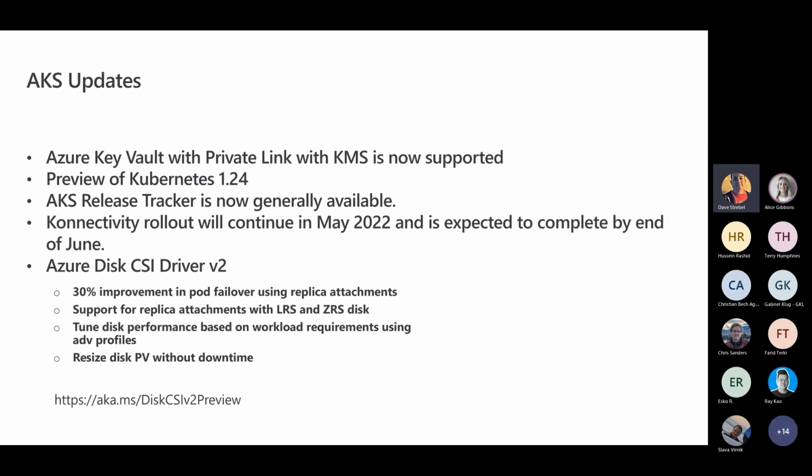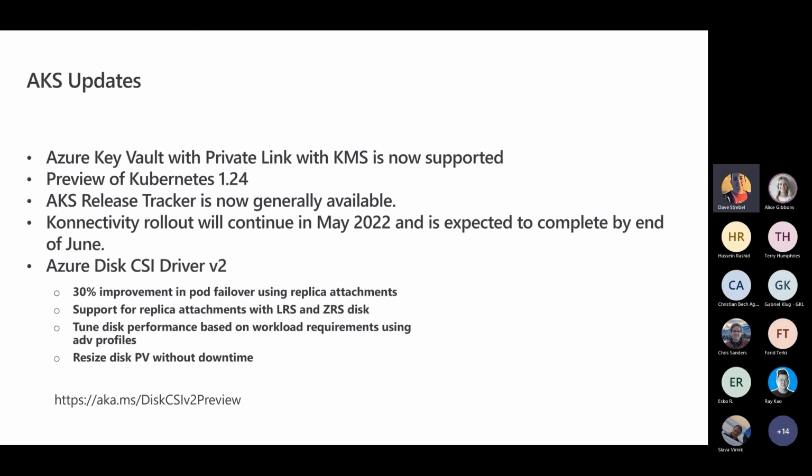That's generally available. This allows you to see, because we do rollouts to different regions at different times, when that new release may actually hit your environment. Connectivity rollout is still continuing through May and expected to be completed by the end of June. I believe that's still on track.